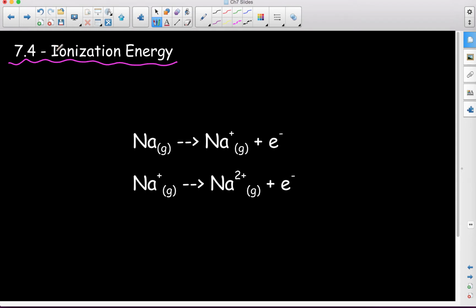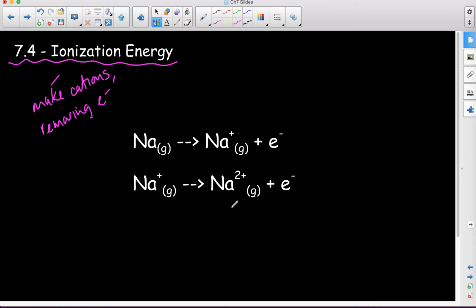Okay, ionization energy, kind of like the term implies, right? We are going to make ions. Specifically, we are going to make cations. Okay, so anytime we're talking about ionization energy, we are talking about making cations, which means we're talking about removing electrons.